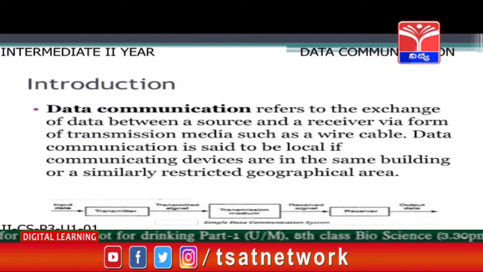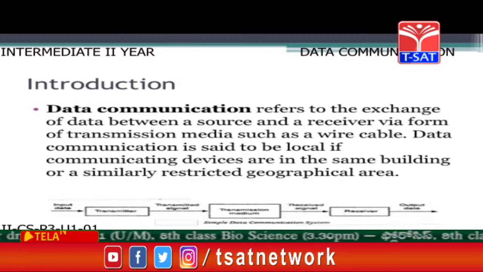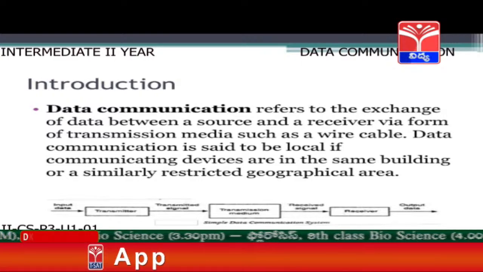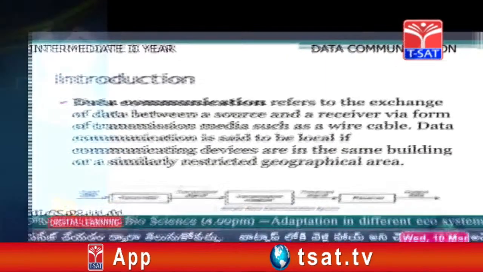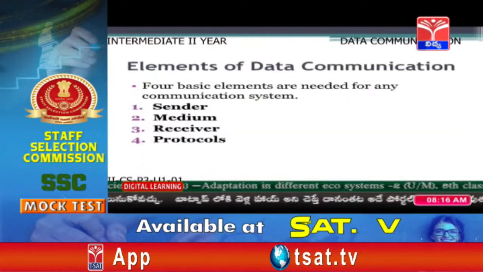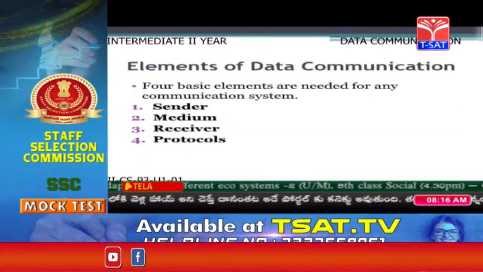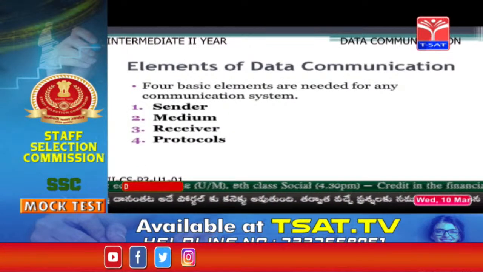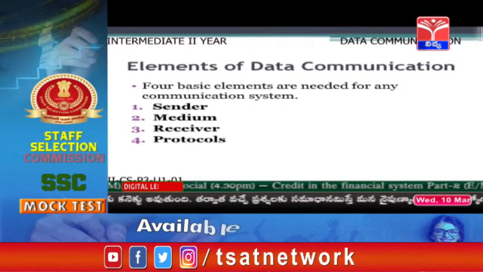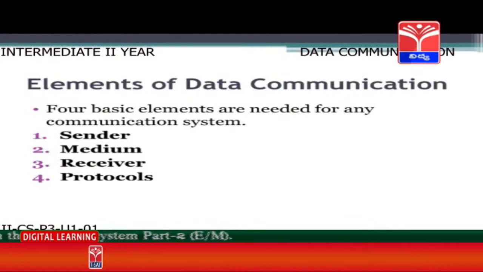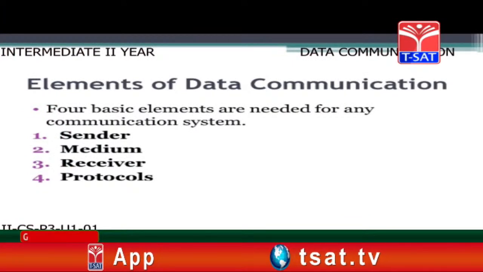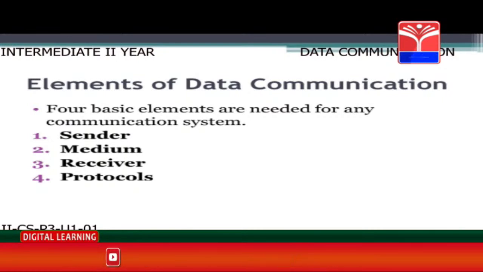Data communication is said to be local if communicating devices are in the same building or a similarly restricted geographical area. Data communication is much like regular communication among people, which consists of following parts or elements. The four elements needed for a communication system are sender, medium, receiver, and protocols.